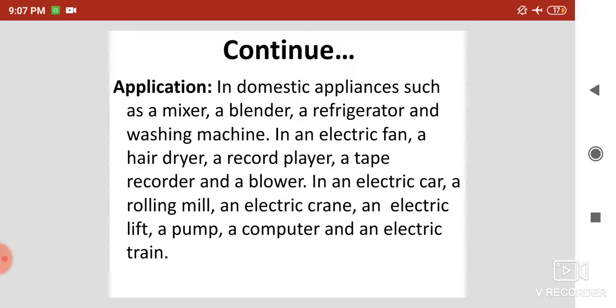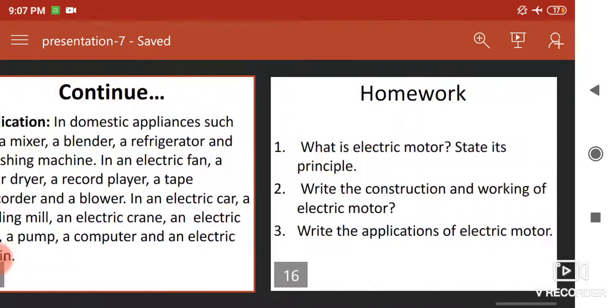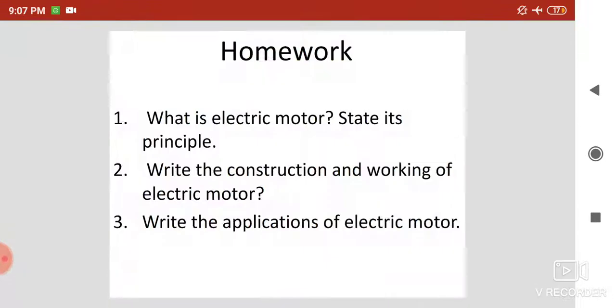After studying these applications, now go through the video again and find the answers to the given questions. That homework is displayed on the screen. Just go through the video again and write the answers to the questions asked as homework. Okay, thank you.